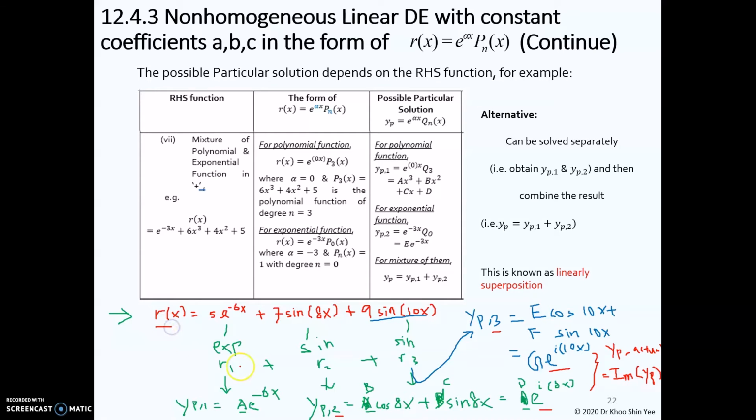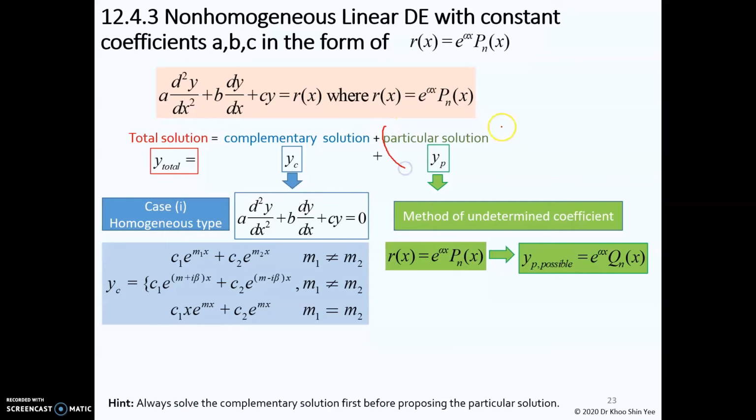Since you know that the Rs is equal to R1 plus R2 plus R3, therefore your YP will be equal to YP1 plus YP2 plus YP3 as well. This approach is called the linear superposition. So far, you have learned how to propose the particular solution in this format, by using the method of undetermined coefficient based on the right hand side function, which is in either exponential, sine, cos, or the polynomial function.